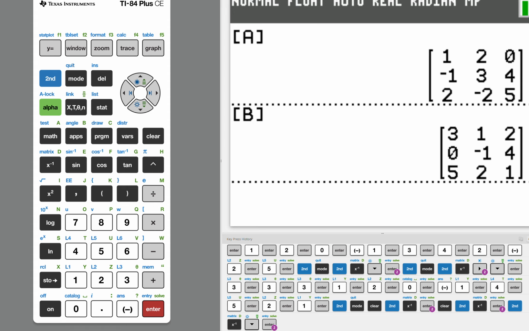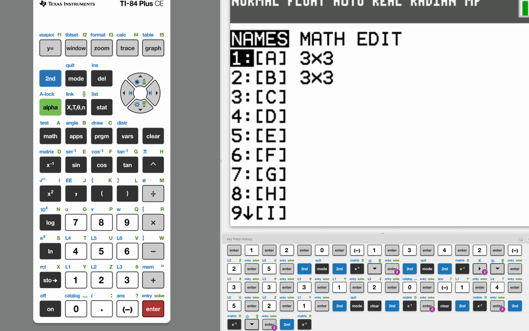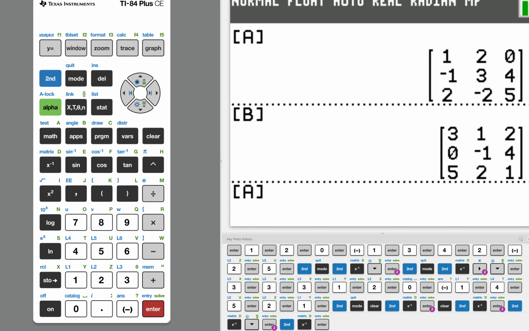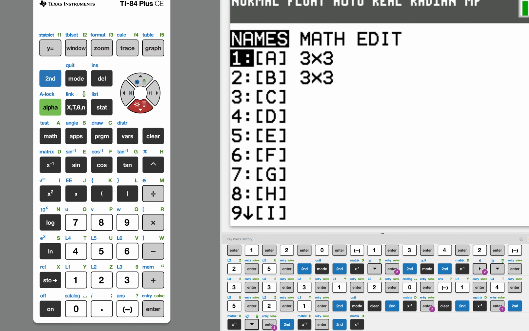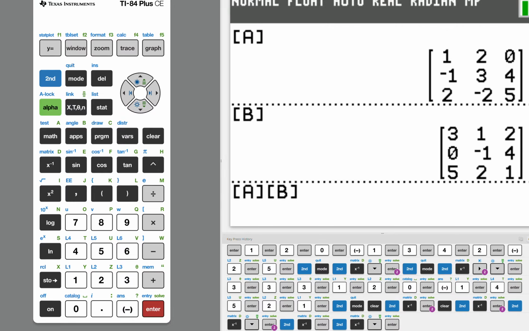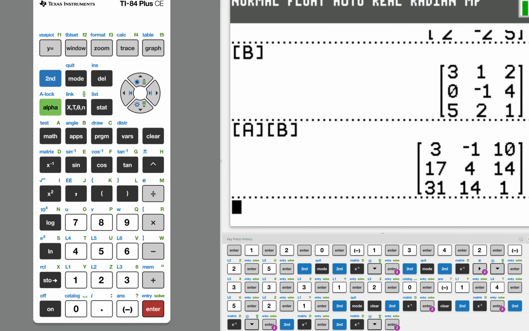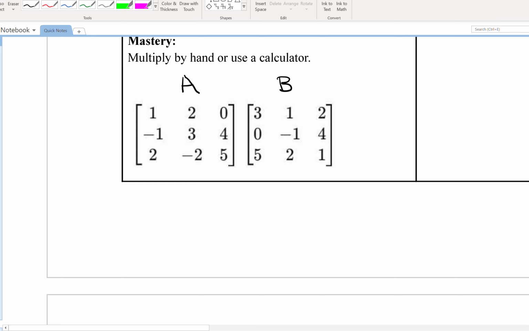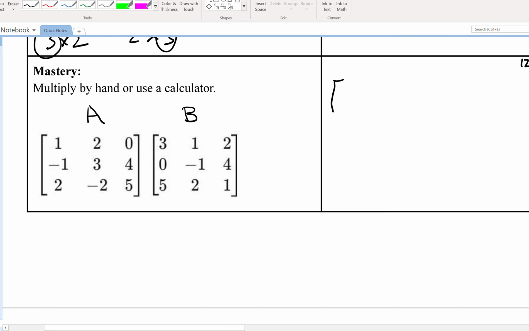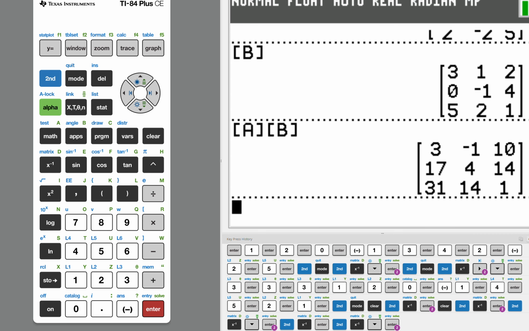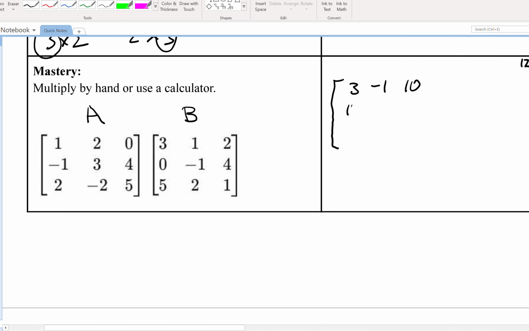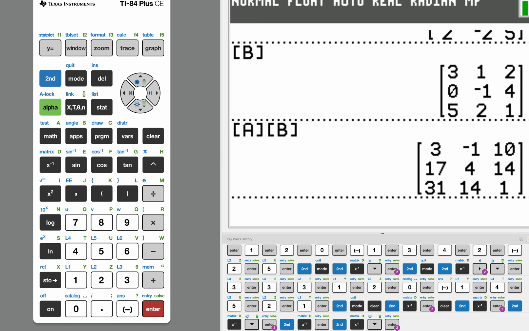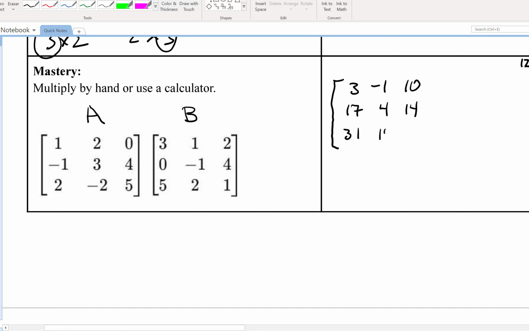So now I just need to go for the multiplication. I'd hit second, matrix, select A, and then do that again, second, move down to B, select B, and then I would just hit enter, and it would be 3, negative 1, 10. 17, 4, 14. 31, 14, 1.